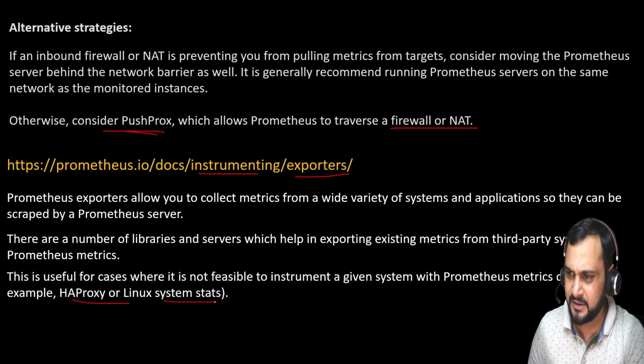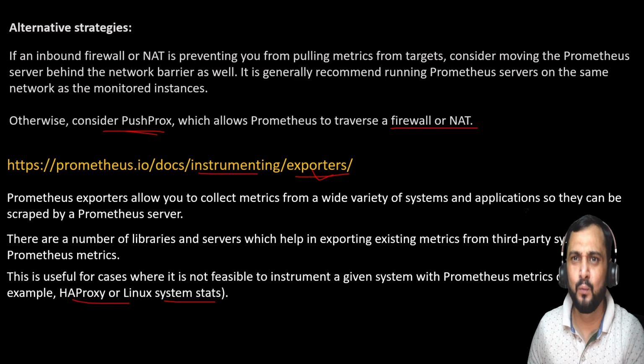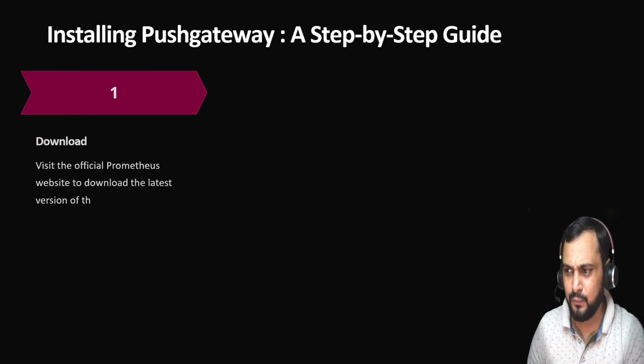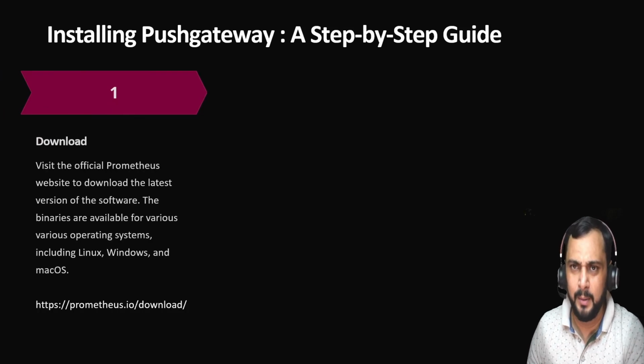So this is what it says: avoid using push gateway and you can use different types of exporters. If it's not possible, then obviously we have to install the push gateway, right? So let's learn how we can install this push gateway and how we can collect the data. The first thing is that we are going to download the push gateway binary from the official documentation.